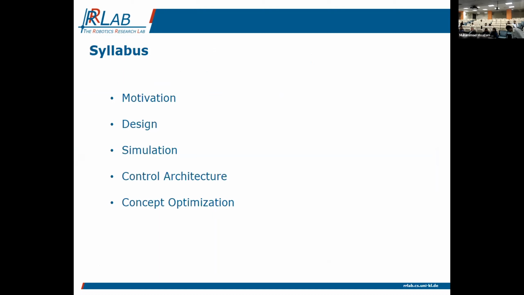I will start with the outline. I will give a short introduction or motivation of what steep slope viticulture is and how it's different from standard, normal viticulture in Germany. I will give an overview of our design of the robot, a short overview of our simulation of the robot and the vineyard environment. I will very shortly introduce our control architecture, and after that I will give a concept optimization idea and an outlook of further steps.